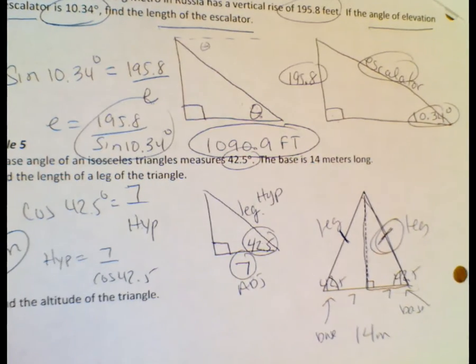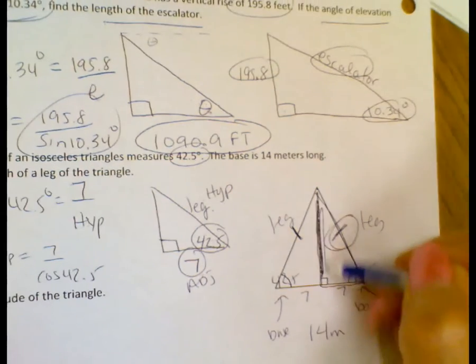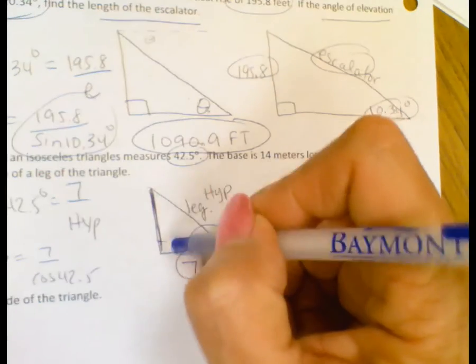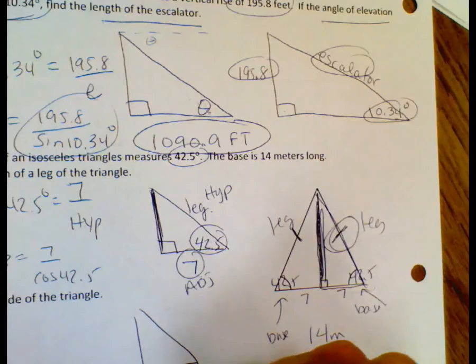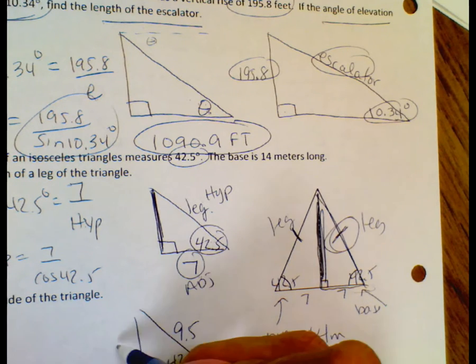Find the altitude of the triangle. Altitude is the height. That's this thing right here. So we draw that again. Now we know that this is 7. We know that this is 9.5. We just found that. And this is 42.5. And they want us to find this.